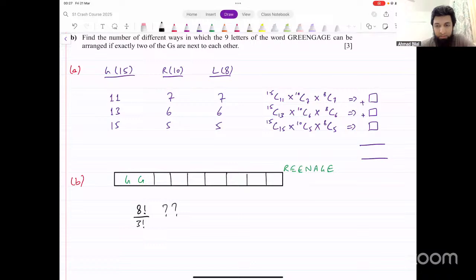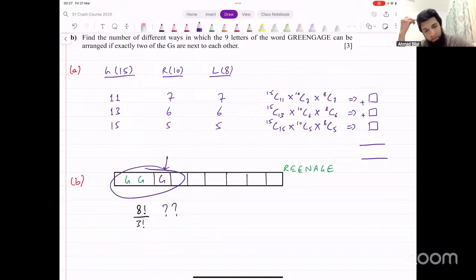The question says we want exactly 2 G's together. If we do it like this, we could also have another G in the next place. And that's not something that we want. We can't have 3 G's together, right? So we have to eliminate this case as well, where all the 3 G's are together. So this is not going to work, right? Because by accident, the third G can come next to these 2 G's using this method.